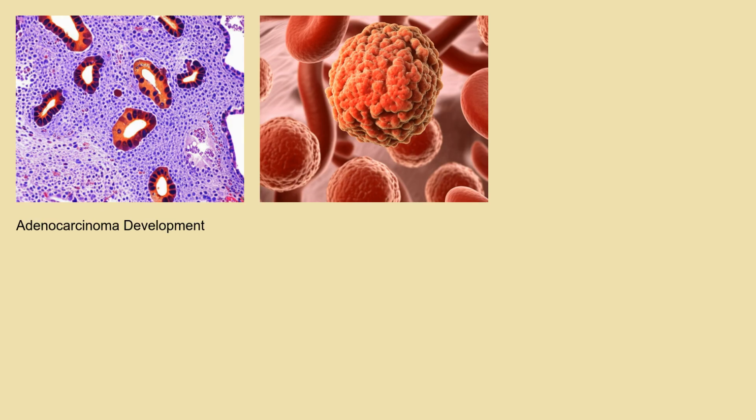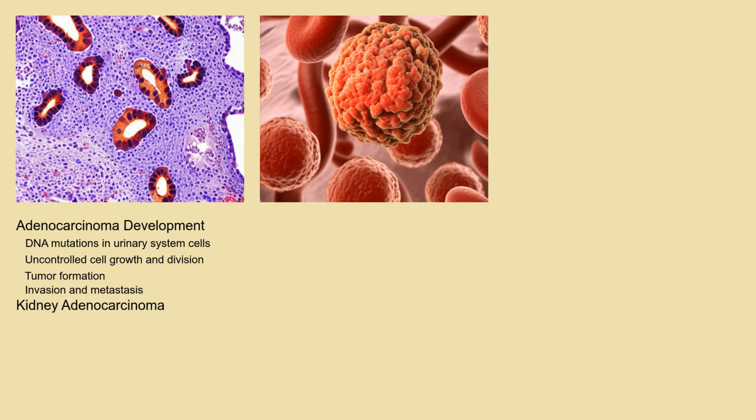Adenocarcinoma develops when healthy cells in the urinary system undergo changes at the DNA level. These mutations lead to uncontrolled cell growth and division, forming a tumor. In the kidneys, this often begins in the renal tubules, which are responsible for filtering waste. In the bladder, adenocarcinoma can arise from glandular metaplasia, where normal bladder cells transform into glandular cells which then become cancerous. As the tumor grows, it can invade surrounding tissues, such as the kidney parenchyma, the bladder wall, or spread to nearby lymph nodes and other distant organs through metastasis. This invasion and spread disrupts normal organ function and can lead to a variety of symptoms.